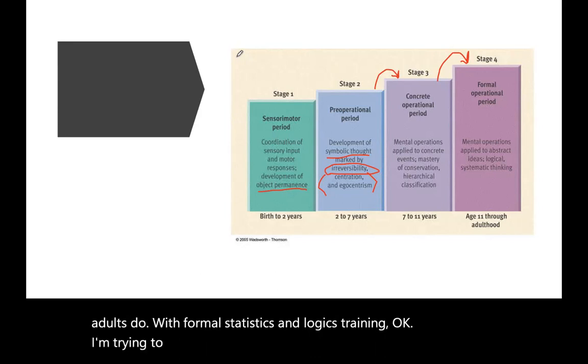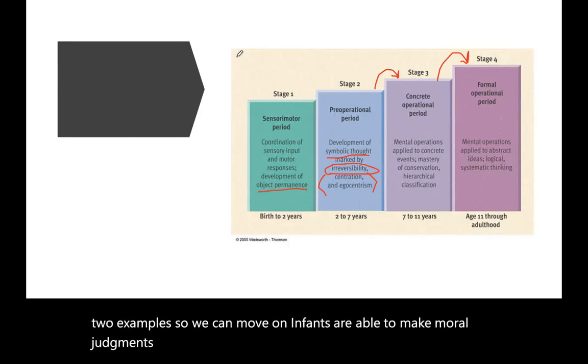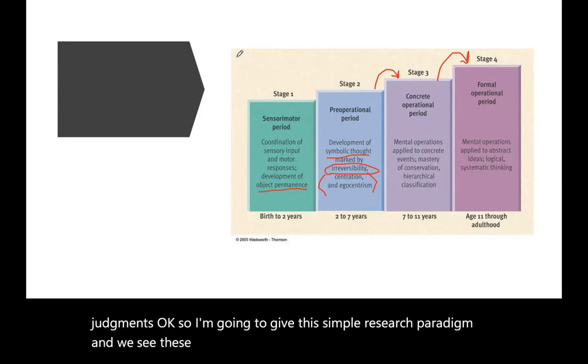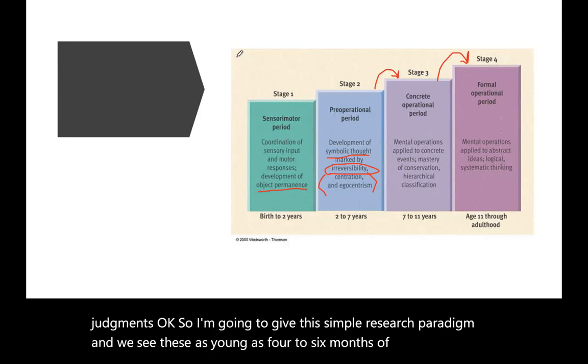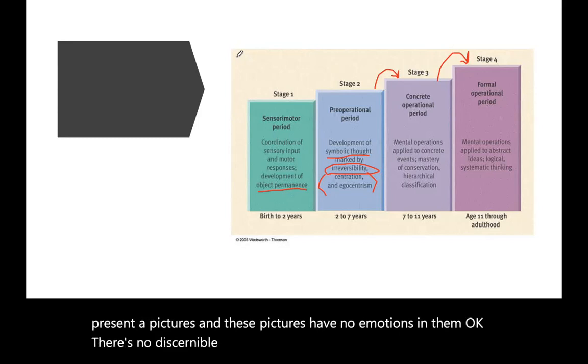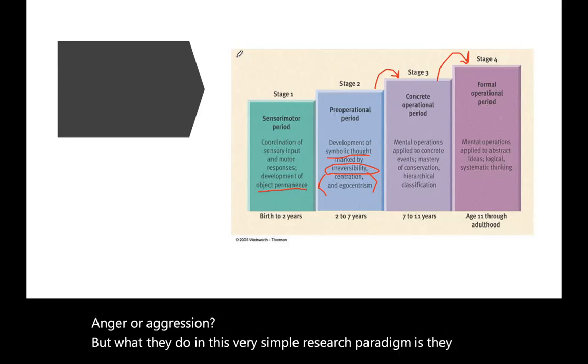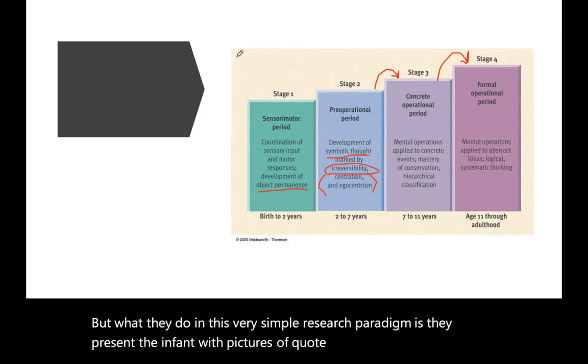Again, I'll just use these two examples so we can move on. Infants are able to make moral judgments. I'm going to give this simple research paradigm, and we see these as young as 4 to 6 months of age. You present pictures, and these pictures have no emotions in them. There's no discernible happiness, sadness, anger, or aggression. But what they do in this very simple research paradigm is they present the infant with pictures of quote unquote good people and quote unquote bad people.